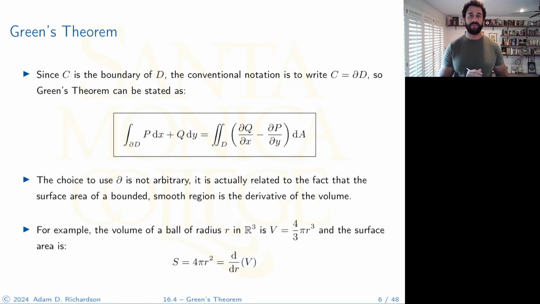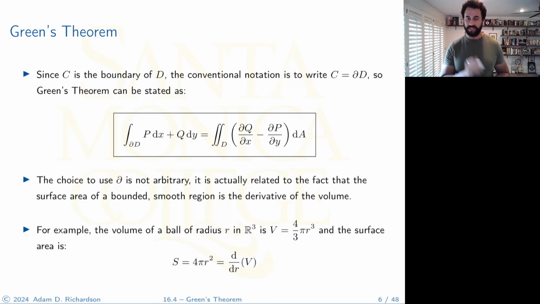It's actually directly related to the fact that, for example, the surface area of a bounded smooth region is the derivative of the volume. I know if you took me for Calc 2, and I think I mentioned it in Calc 1 actually, if you take the derivative of the volume of a bounded and smooth region, you're going to get the surface area, which makes sense because the surface area is kind of like how much things are changing to get you the volume. Here's a really good example.